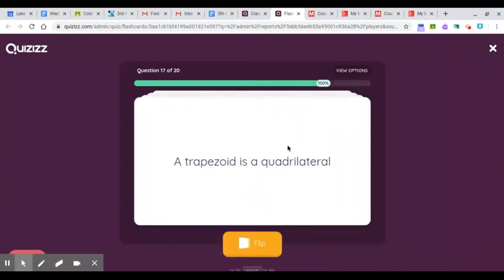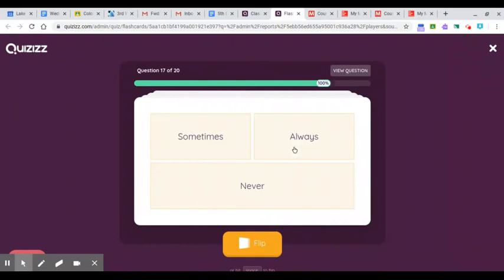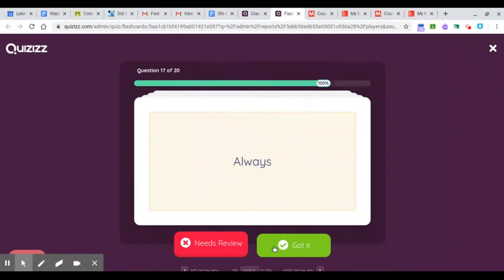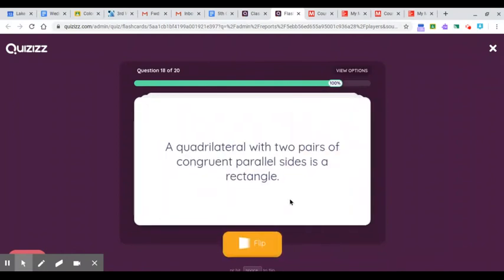Okay, is a trapezoid a quadrilateral? Well, I hope you know the answer to that one. Doesn't it always have 4 sides? If it doesn't, then it's not a quadrilateral. All right, a couple more to go.